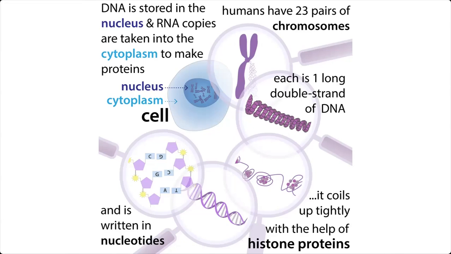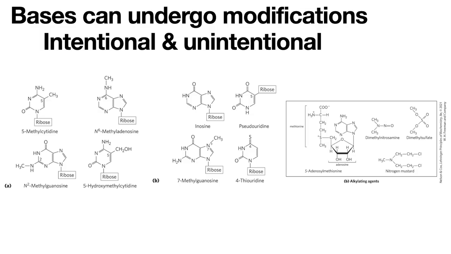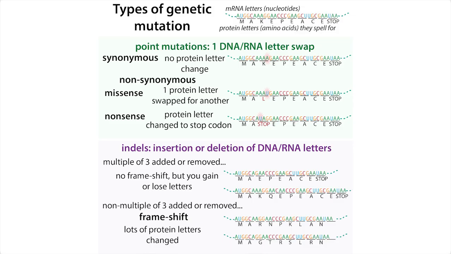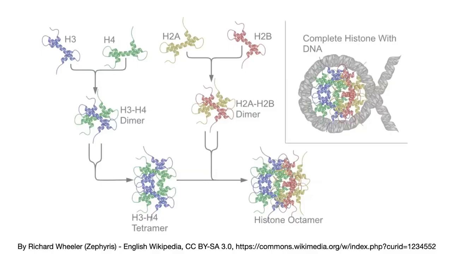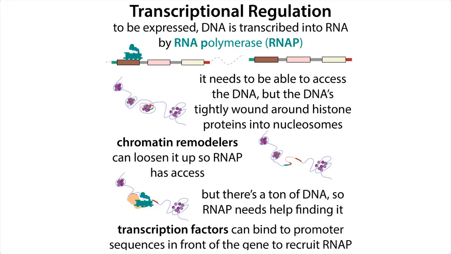Now that we know the basics of nucleic acid structure, let's go deeper and look at how that structure influences its function. We'll talk about things like base modifications. We'll talk about things like mutations. We'll talk about things like how even unmutated DNA is going to be wound up really tightly around these proteins called histones to form nucleosomes. And then if you want to actually access the DNA, you're going to have to move things away.